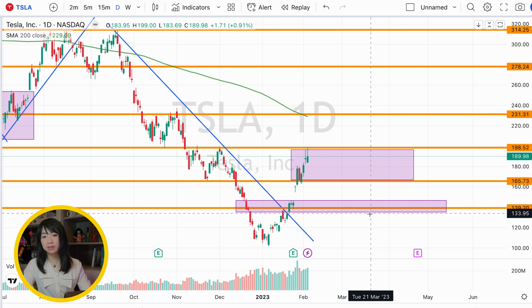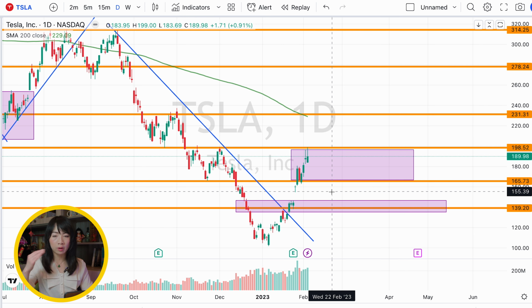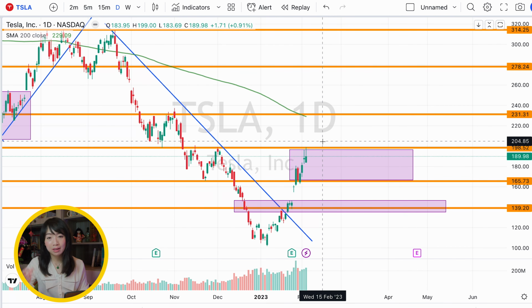So this will be the next range I'm looking for going long on my day trades as well as my swing trades, and perhaps adding on to my investments for Tesla stock. Now you might be thinking, oh my gosh, Shay, why are you so bearish on Tesla? Why do you think it's gonna sell off from $200 all the way to $150? Well, let me show you why.